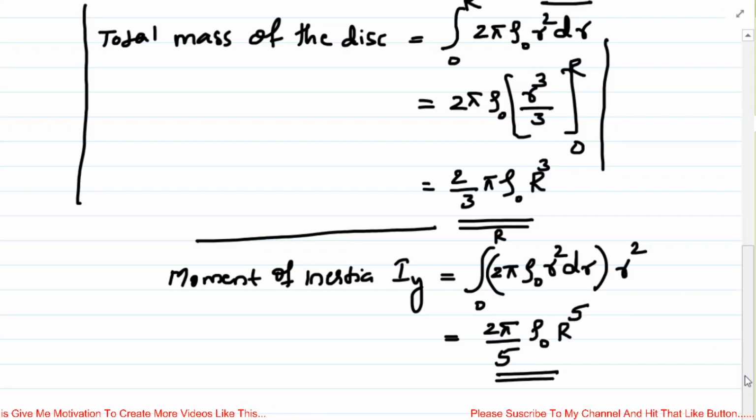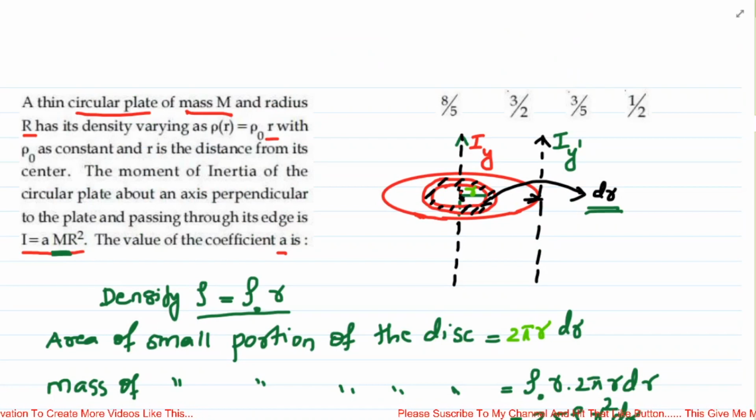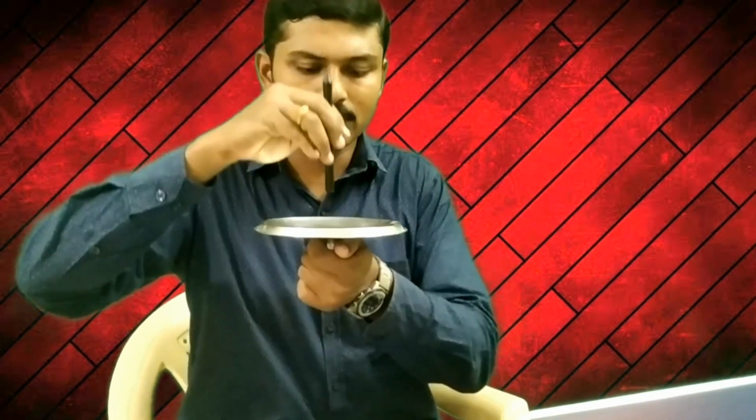Okay, right. Now we have found out the total moment of inertia. The total moment of inertia passing through Iy, that is this, is the moment of inertia passing through this particular axis.